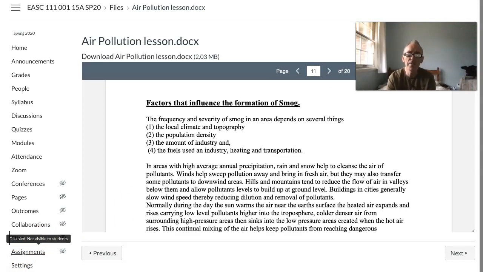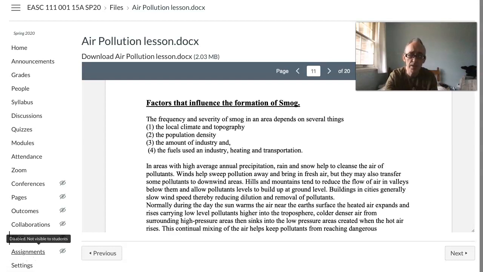Next thing we want to look at is some of the factors that influence the formation of smog. Just in case you're unaware, smog is an abbreviation of smoke and fog. Some of the factors that influence the creation of smog are the local climate, how warm and how windy it is, or the topography. Is it in a mountain? Is it in a valley? The population density, as we burn a lot more fossil fuels or use automobiles. The amount of industry in an area, the types of industry, the fuels used in industry, and what type of heating we have in an area. So all these factors can influence the formation of smog.